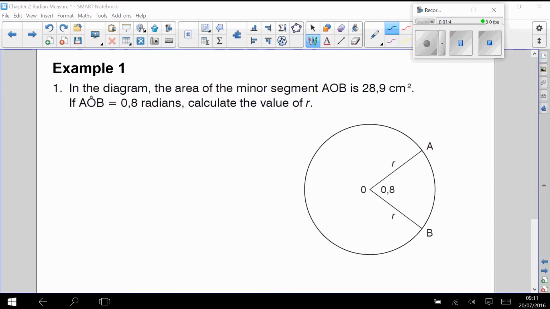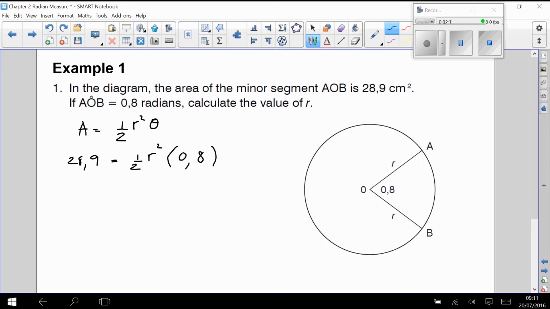In this question, I'm given the area of a sector and I'm asked to find the radius. Now, if I know the area of the sector, I need to know what the formula is. And we've just worked out that that is going to be a half times r squared times my angle of theta. The area was given to me as 28,9, and the radius is my unknown, but the angle I have been given in radians as 0,8 radians.